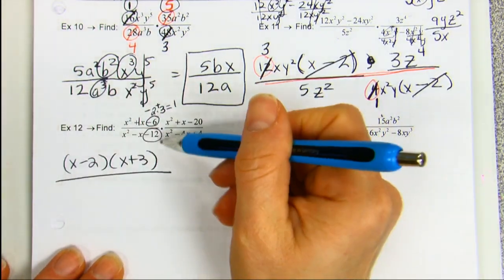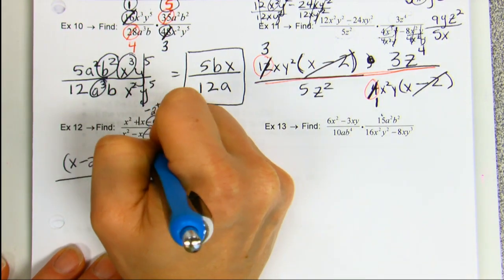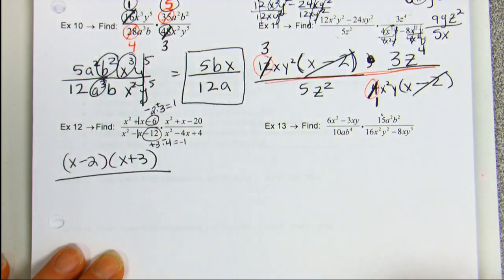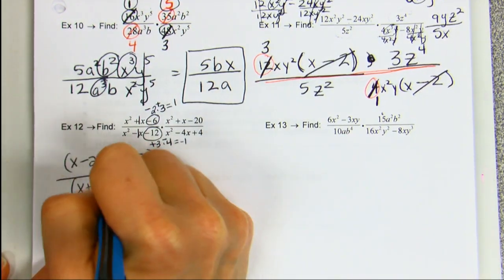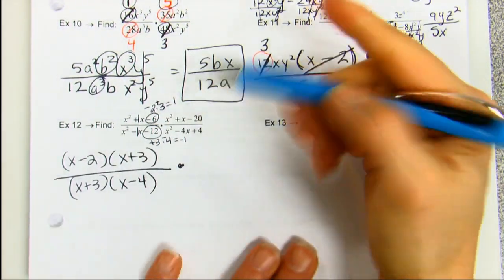Using opposite signs again, since that's a -12, if I take 3 times 4, that makes 12, and if I had a +3 and a -4, that would make the -1 for that middle term. So I'm going to have x plus 3 and an x minus 4 in parentheses. Times the factoring of these polynomials.